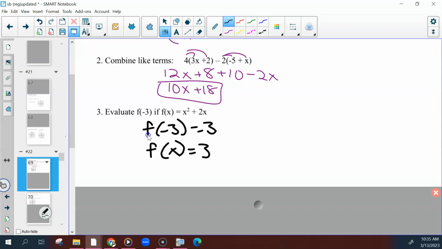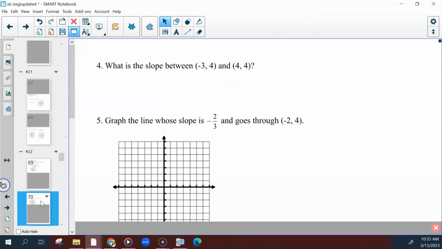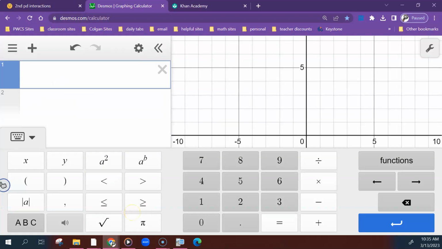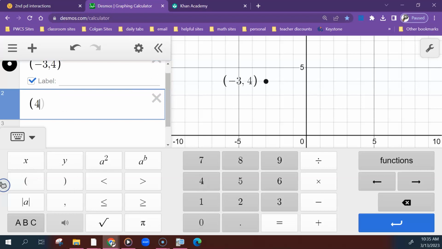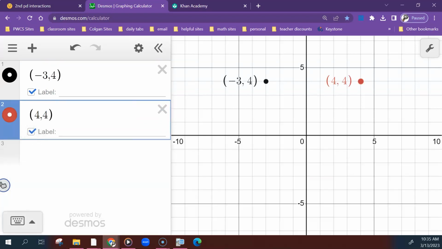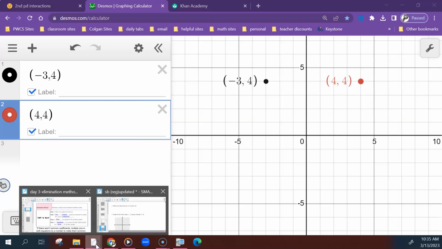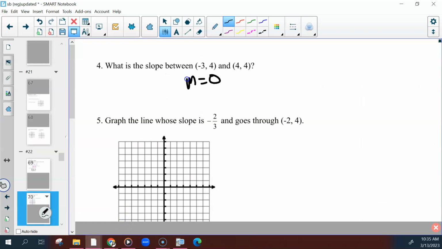Four can be done algebraically, but you can also do it in Desmos to visualize it a little better. So if I put in these two ordered pairs, negative 3, 4 and 4, 4, I can see that they're going to fall on the same horizontal line. So what would the slope of that horizontal line be? If you did that algebraically and got 0, good job.